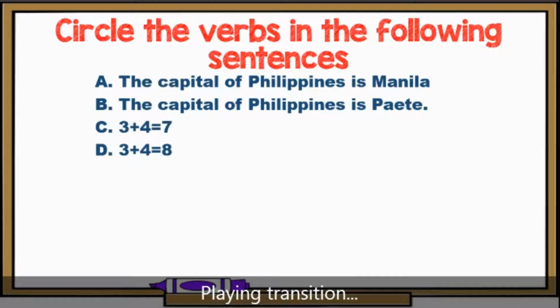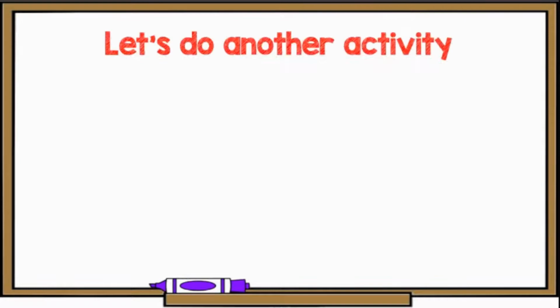Okay, what will be the verbs in the following sentences? So, for the capital of Philippines is Manila. So, that is is. The capital of Philippines is Paite. Again, is. What about 3 plus 4 is equal to 7? So, equal. 3 plus 4 is equal to 8. Edi equal. Okay? So, isa pang activity.